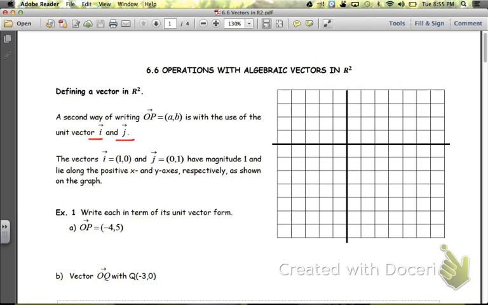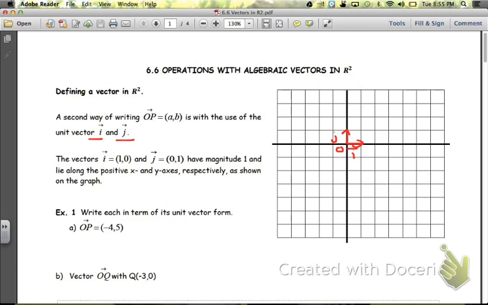i and j. So the vectors i, which is equal to (1, 0), and j, which is equal to (0, 1), have a magnitude of 1 and lie along the positive x and y axes respectively, as shown on the graph. Let's show this on the graph. This is our i, from our origin O, and this here is our j. Notice with your i, the point that exists is (1, 0), and with your j, the point that exists is (0, 1).